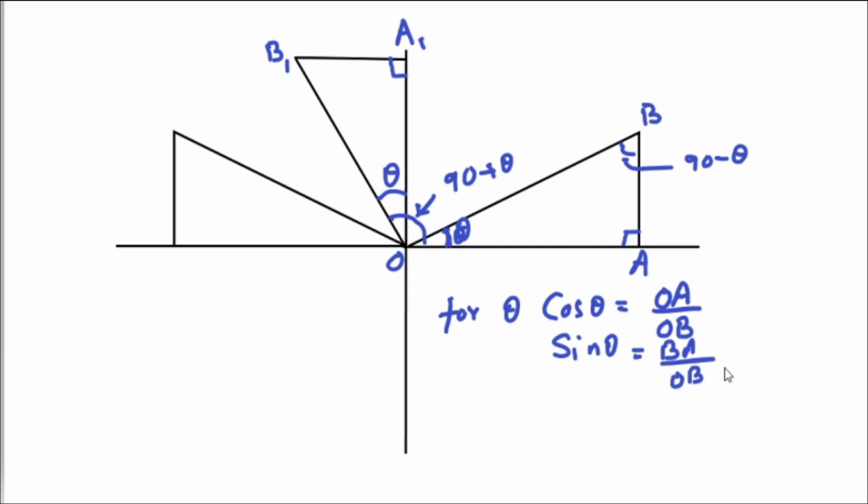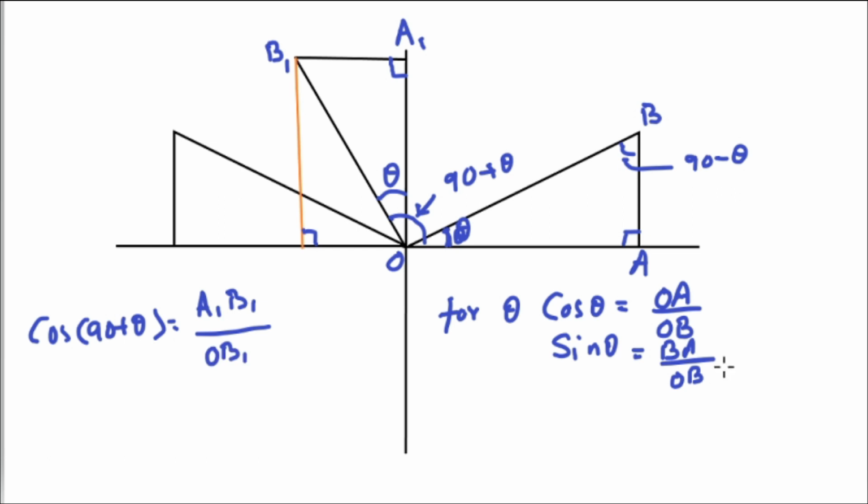And what if the angle is more than 90 degrees from the original angle? In that case, the hypotenuse will be in the position of OB1. So in that case, the triangle becomes OB1 and A1. The cos of 90 plus theta is the base. So the base is always at the x-axis. Now the base is equal to A1 B1 and the hypotenuse is OB1.